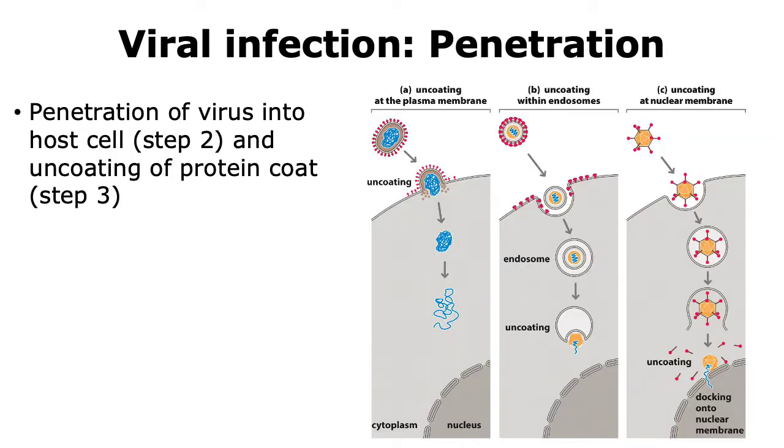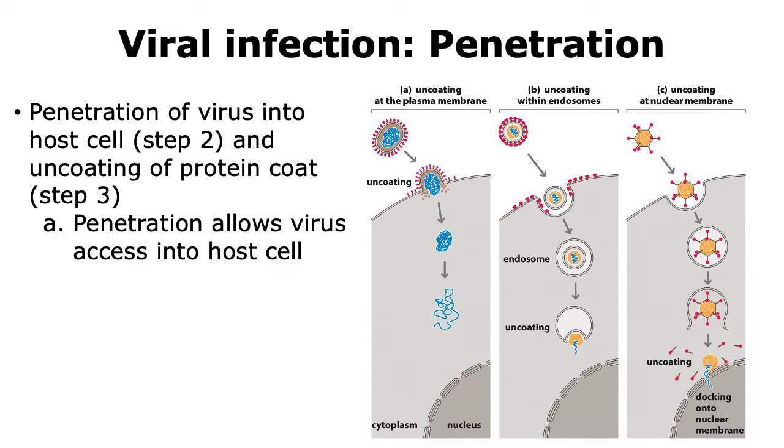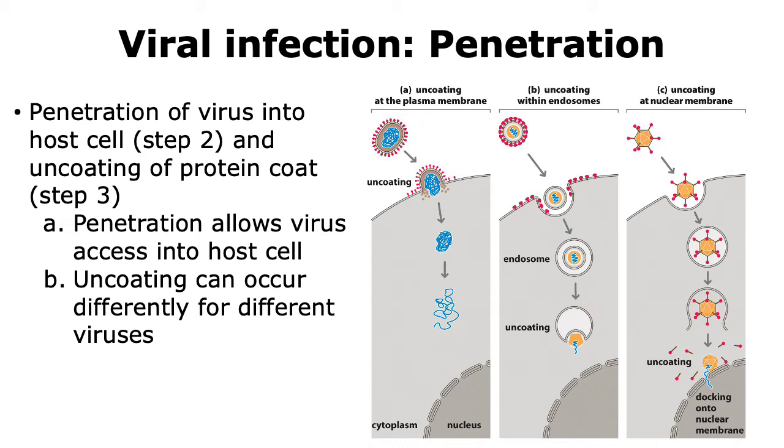The second step in the viral infection process is penetration of the virus into the host cell. This is followed by uncoating of the protein coat of the virus, which allows the viral genetic material to access the host cell. Penetration allows the virus to go inside the host cell, while uncoating allows the genetic material to access the host cell. Uncoating can happen in different ways depending on the virus.